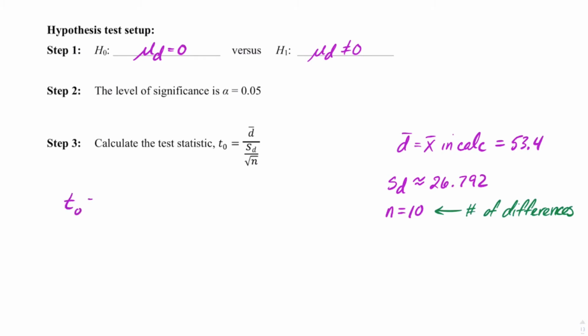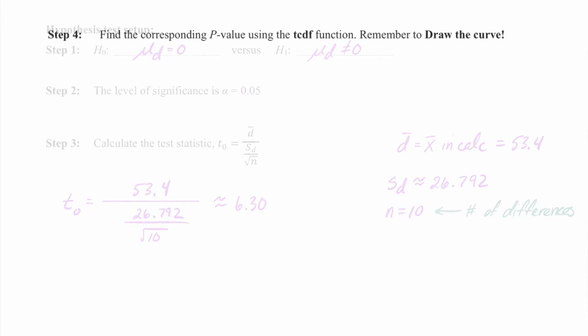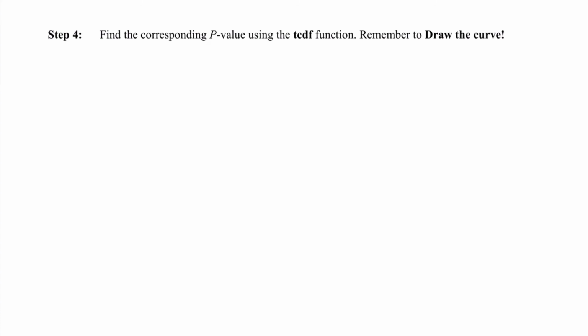That means we can calculate our test statistic t0, where we've got 53.4 as our d bar, divided by the quotient that is s sub d at 26.792, divided by the square root of our sample size that is 10. Inputting this in our calculator, we get approximately 6.30. And now that we have our test statistic, we can find the corresponding p-value using the tcdf function.